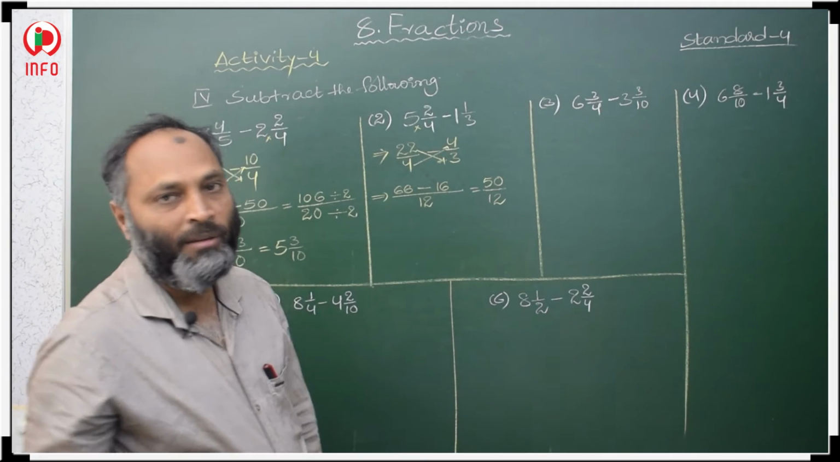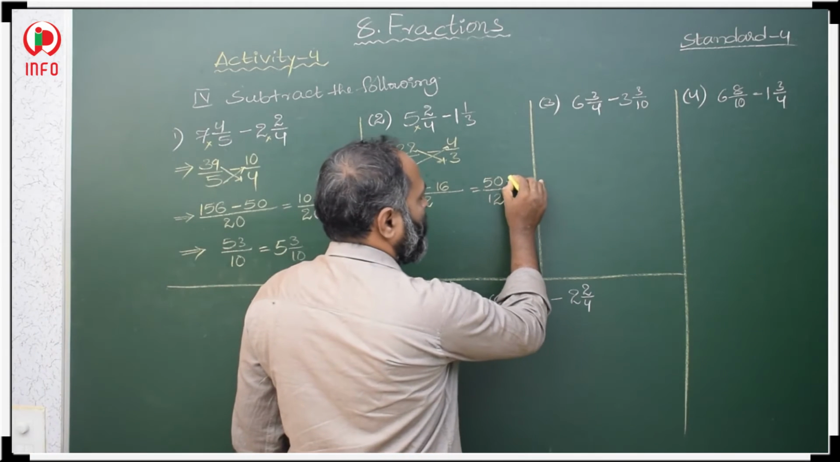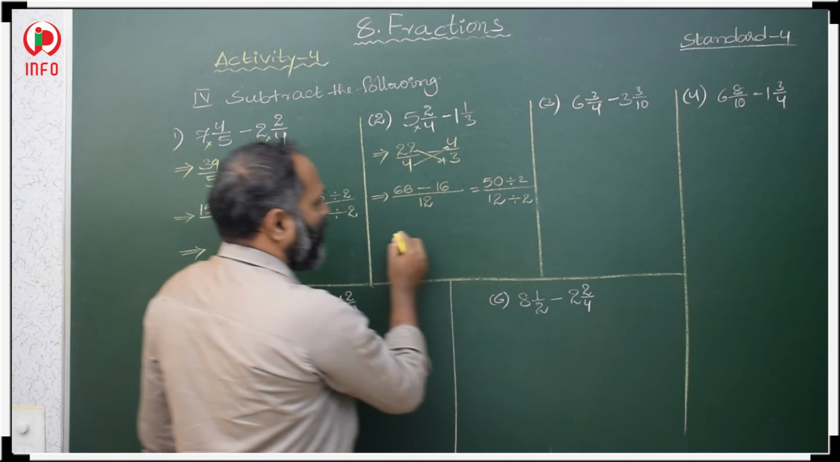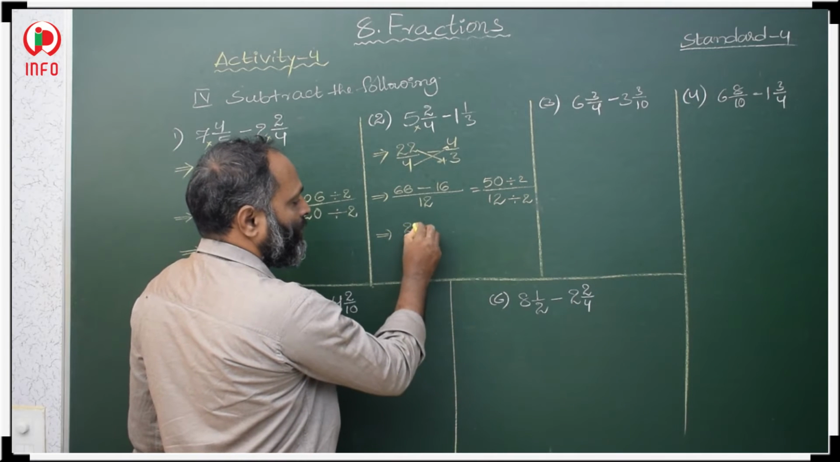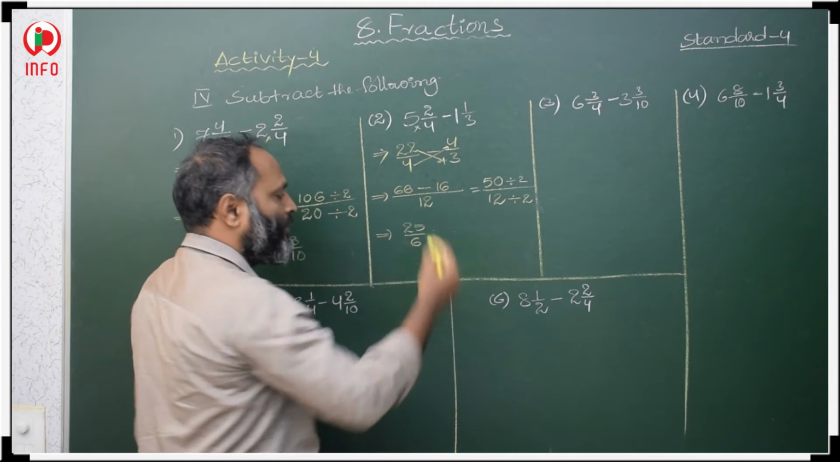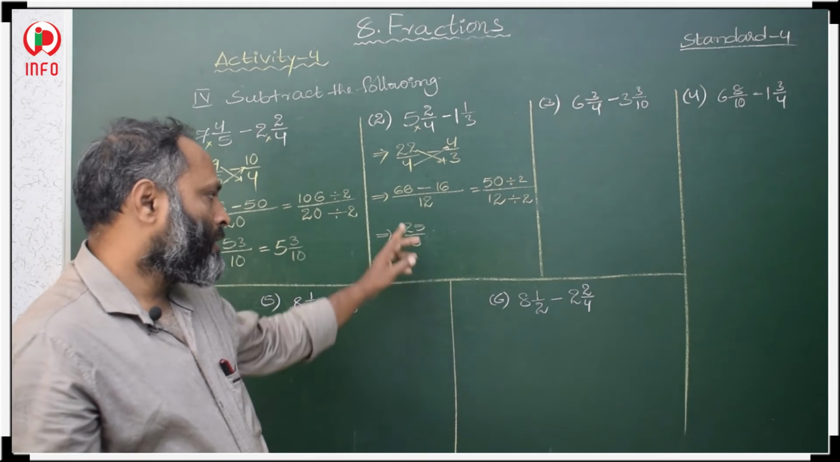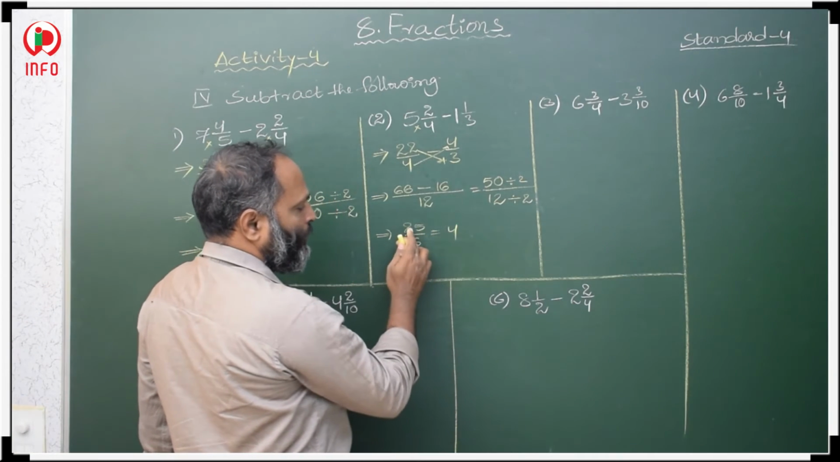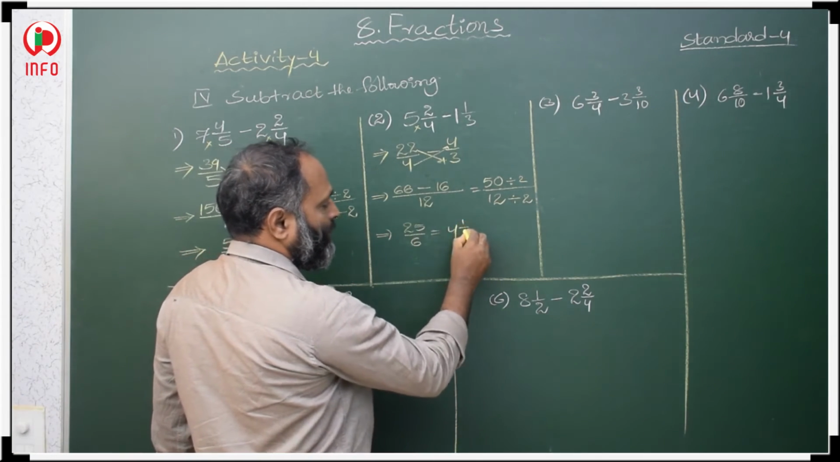These two are even numbers, divided by 2. 2 25s are 50. 2 6s are 12. 25 by 6. So this is our improper fraction. 6 4s are 24. Here 25 means 1 left. 1 by 6.